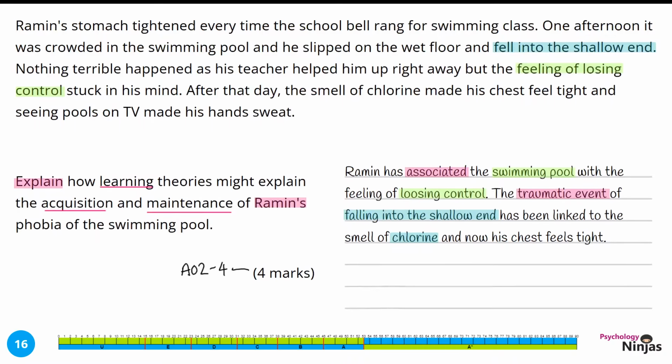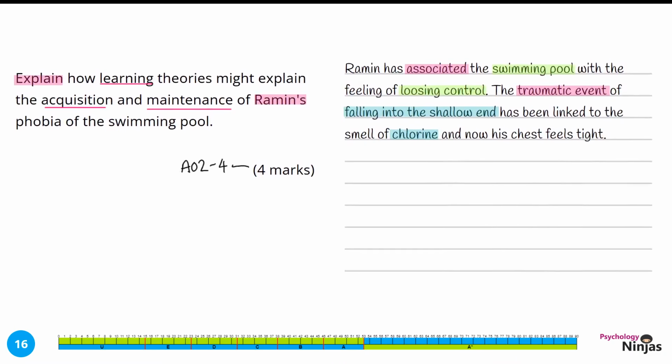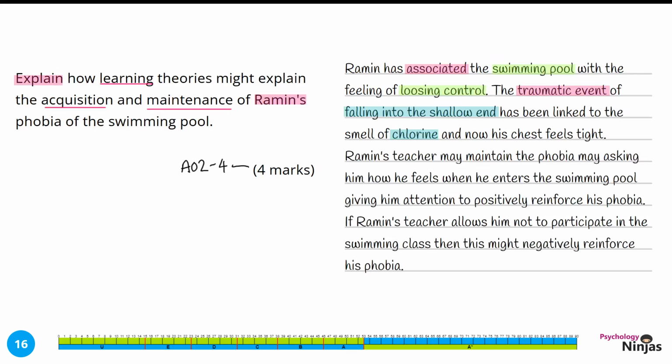We're then going to move on and look at maintenance and how this might explain Raine's phobia. Raine's teacher may maintain the phobia by asking him how he feels when he enters the swimming pool, giving him attention to positively reinforce his phobia. Again, we've shown knowledge of learning theories and maintenance by using terminology within operant conditioning. It's our example about what the teacher might do in terms of asking him questions as he enters the pool, giving him attention that is where we're getting our marks.